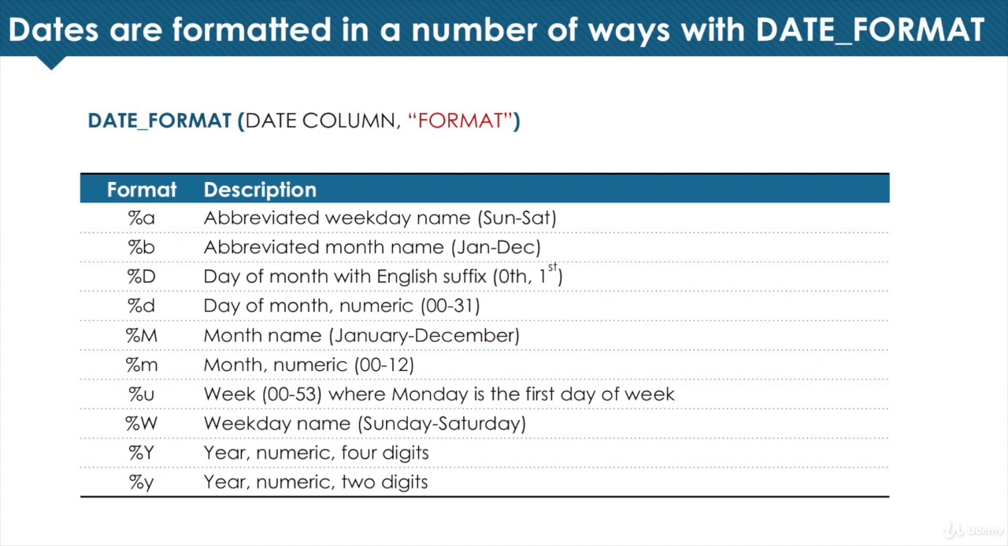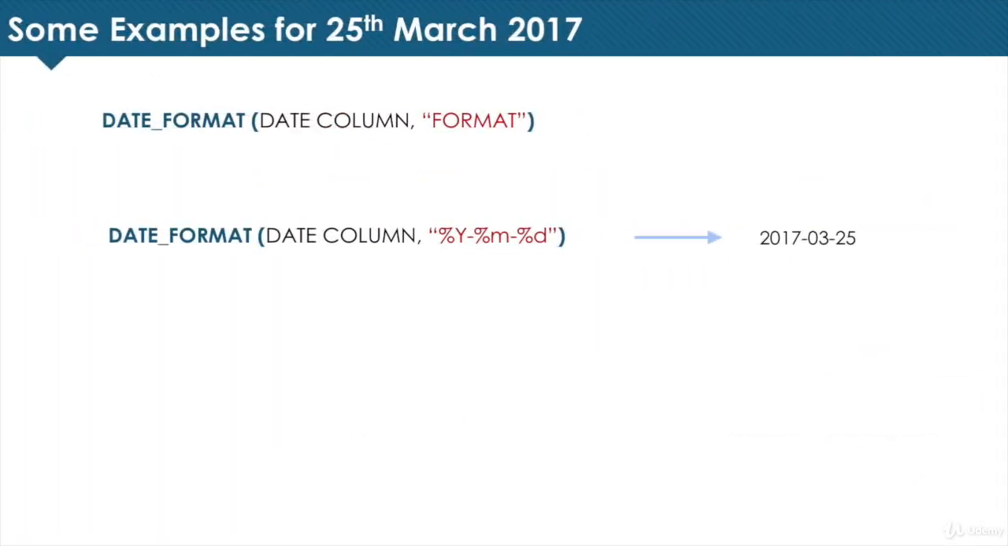So now that we've had a quick glance at the various ways we can format a date, let's run through some examples. Starting with the 21st of March, 2017, let's look at the different ways we can format this date. Using the date format function, we put in our date column, a comma, then open quotes with the format we want. In this case, we use %Y to get a 4-digit year, then a dash, %m to get a 2-digit month, another dash, and a %d to get a 2-digit day. And that's it.